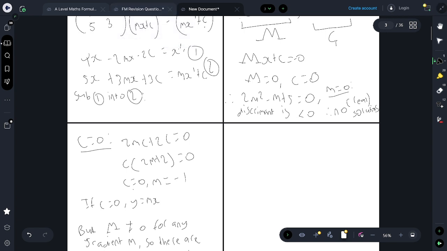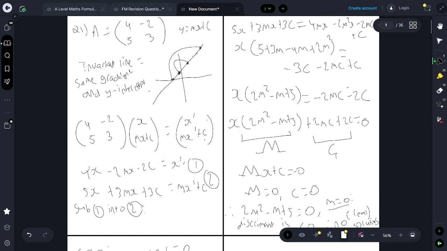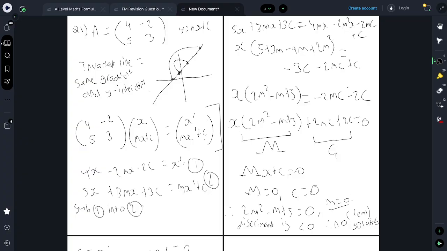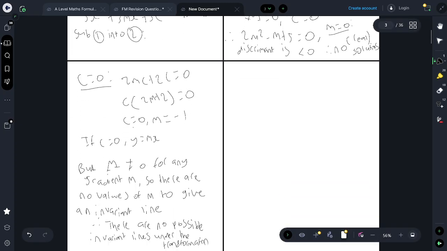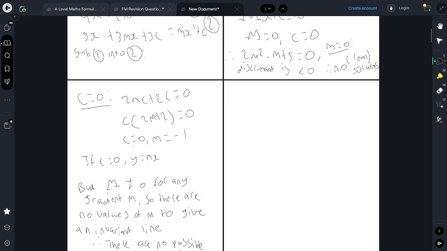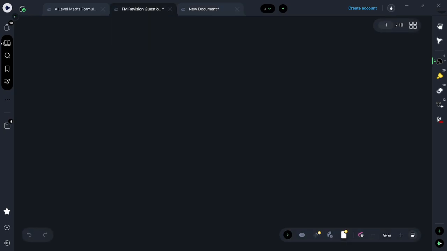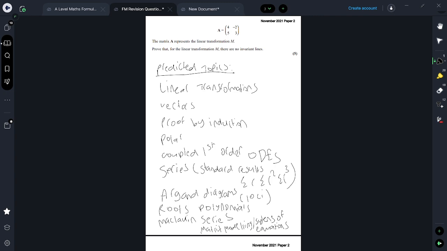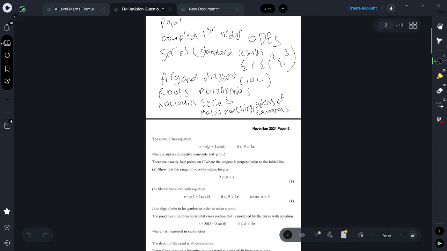So that's the methodology, essentially. Once you write this matrix out, then hopefully it should follow from there. Just realise an invariant line means the same gradient and y-intercept, so they keep m and c the same, but x, the point itself, can vary, so we need to introduce x dash. That's how to find and deal with invariant line questions. Hopefully they come up in this. But let's move on to the next part.